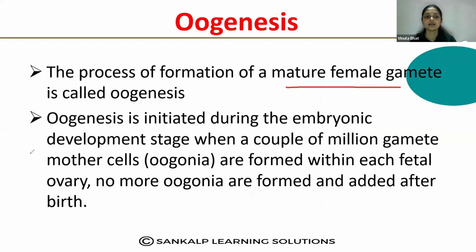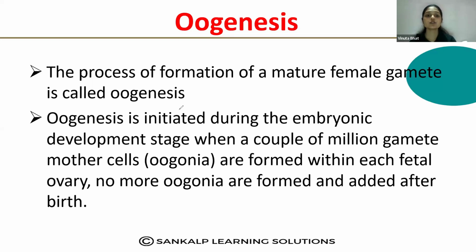You know that spermatogenesis is initiated during puberty, right? But oogenesis is initiated during the embryonic development stage, when a couple of million gamete mother cells, oogonia, are formed within the fetal ovary. When the female baby is in the mother's womb, that is called the embryonic stage. So at the embryonic stage only, oogenesis begins.